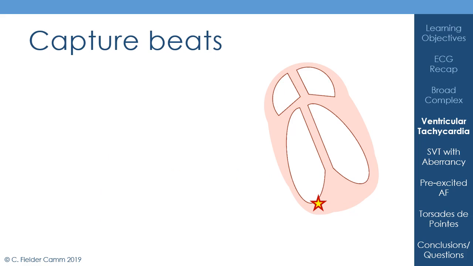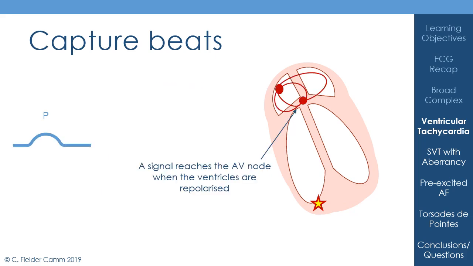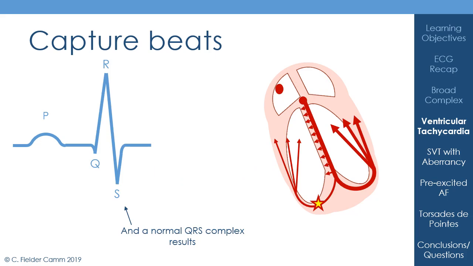But that's not always the case. So if it's timed just right, the atria depolarize, and the signal reaches the AV node when the ventricles are repolarized and ready to receive a signal, but the pacemaker cell hasn't fired just yet, and so the ventricles depolarize normally down their normal conducting system, and they get a normal looking QRS complex.